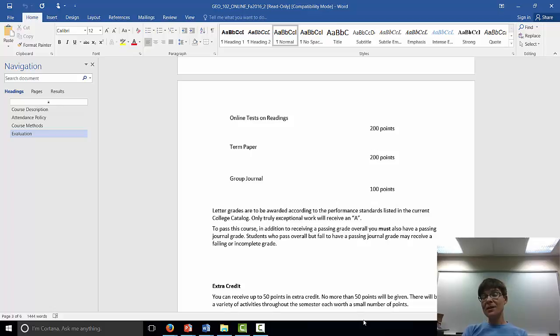The term paper is really not something to panic too much about because you'll have more than one chance to do it. If you don't like your first grade, you'll get to make the corrections and resubmit it. So there's lots of chances to improve your grade. There's lots of chances to improve your performance throughout the course.